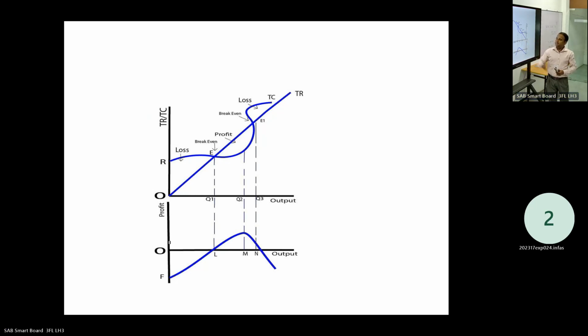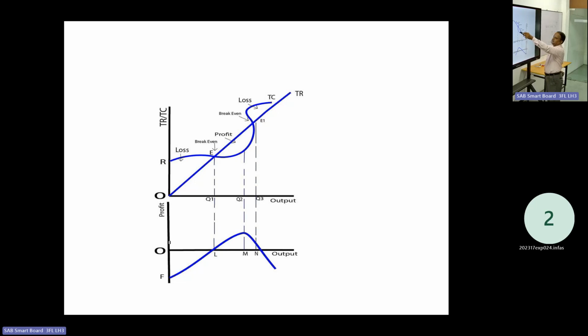There can be multiple break-even points, where total cost equals total revenue. So at the Q3 level, again, it is a break-even point. After that, again, there is a loss. We take only this part.